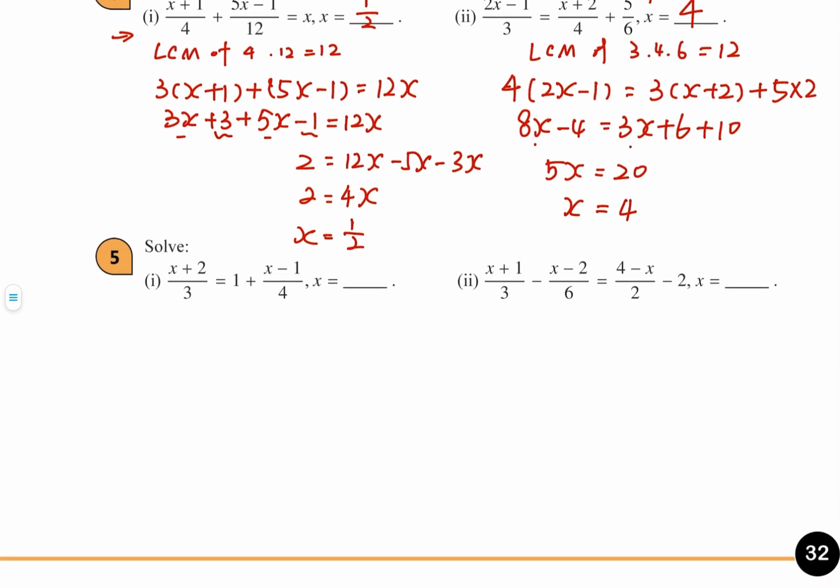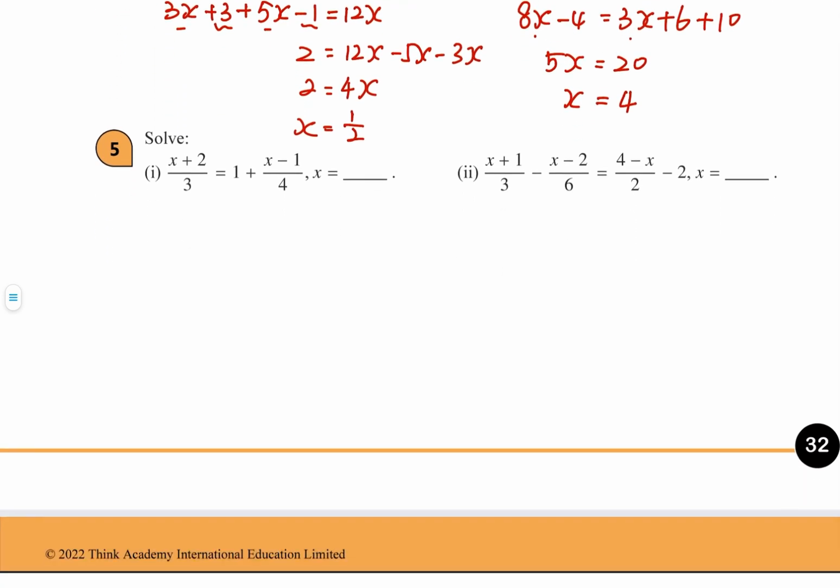Okay, and let's look at the final question. With this one, still find the LCM. The LCM of 3, 4, and also maybe 1 is just 12. So we need to multiply every term by 12. If we multiply the first by 12, we've got 4 times (x plus 2). And then we need to multiply this 1 by 12 as well. Be very careful. And then we add 3 times (x minus 1).